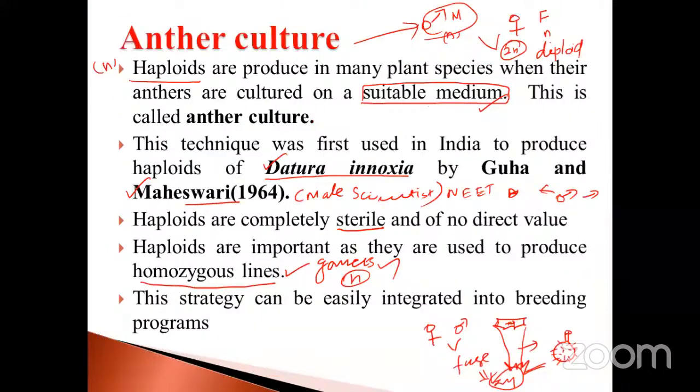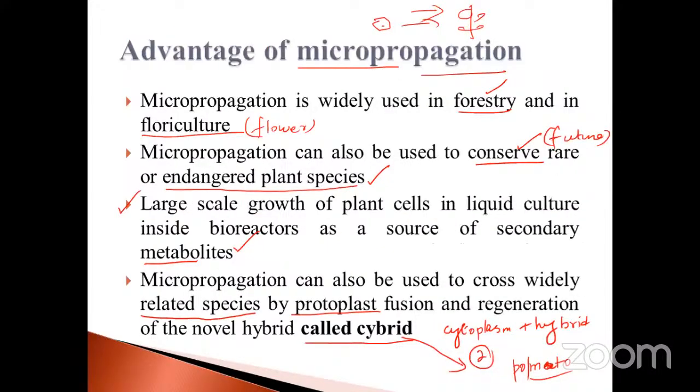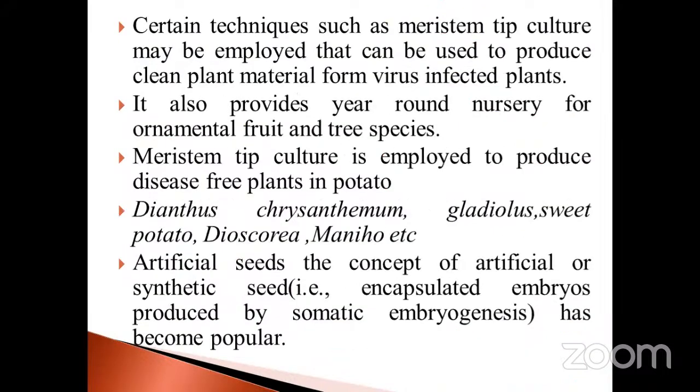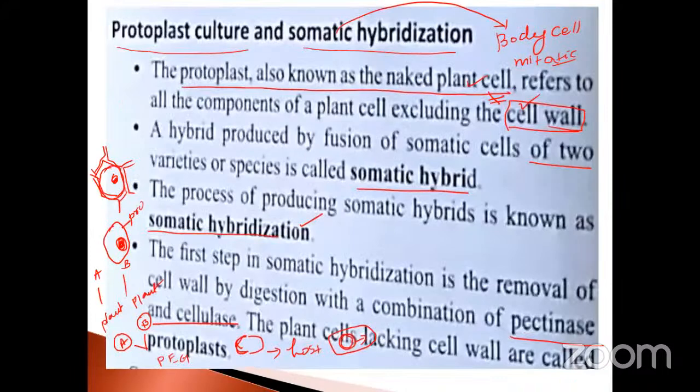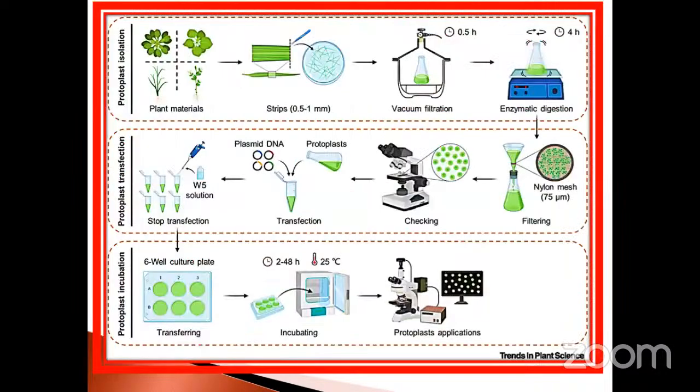First of all, anther culture. So you know about who did that also, already in our Datura, Inaxia, Kuha, and also Maheshwari in 1964. He is a male scientist. Okay. Advantages of micropropagation, already in our notes. Mostly used in floriculture and forest culture. Endangered plant species are also conserved. And secondary metabolites we can also prepare, and also cybrid production is done by protoplast fusion. That is also very, very important. Okay, some of the examples also given. Protoplast culture is also called somatic hybridization. How it will be taken, already we discussed very deeply. So as a result, you will get the tomato.